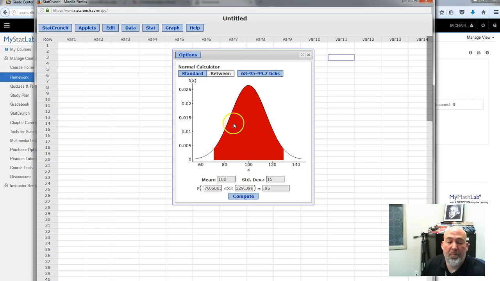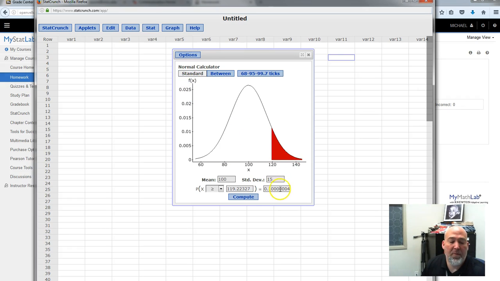So if I want to be around the center, I could use the between. If I want to find out what is the cutoff for a certain percentage, then I just type in the percentage over here and say whether it's less than or greater than. So hopefully that makes sense. If you have any more questions, please let me know.